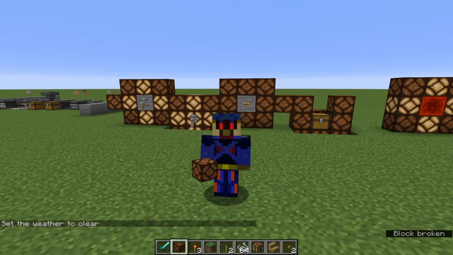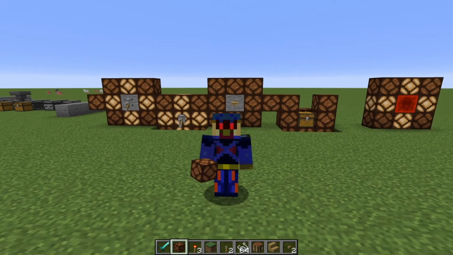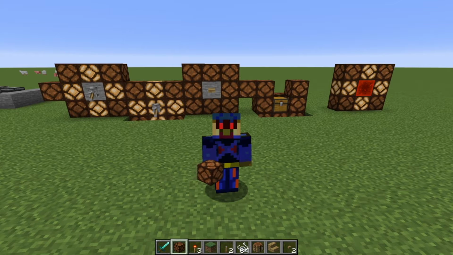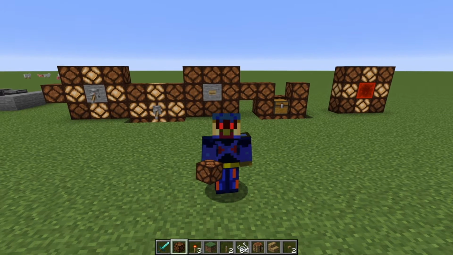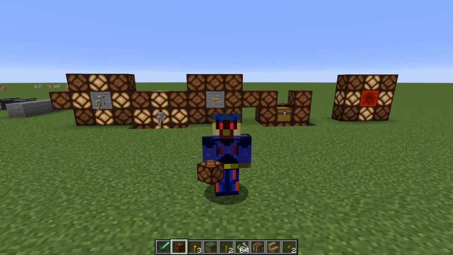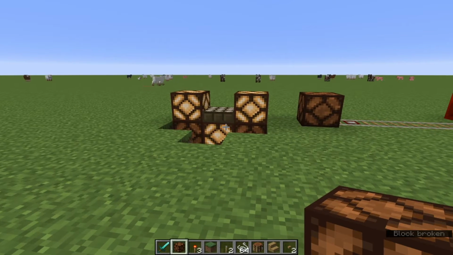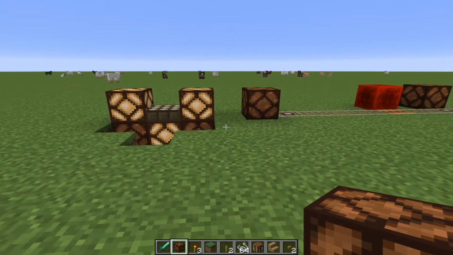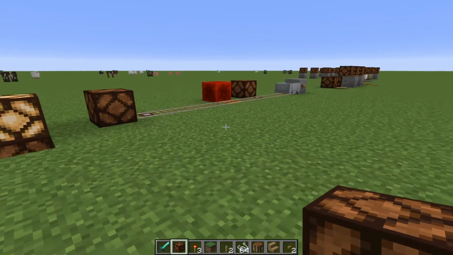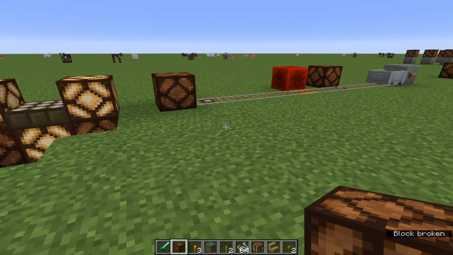So, last time that we were here, we talked about some of the stuff behind me. We talked about how levers work, and buttons, and trap chests, and blocks of redstone, and we even talked about daylight sensors. And I think that today we're going to move right on over to another power component.